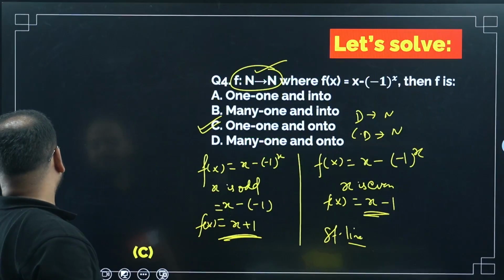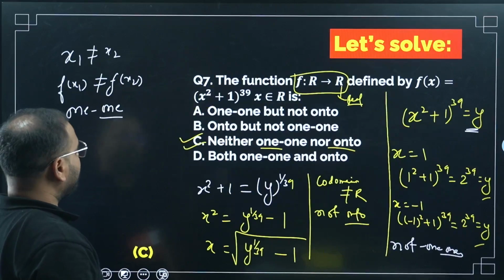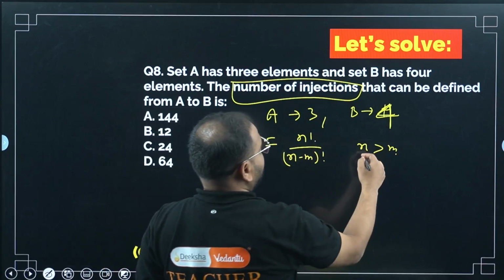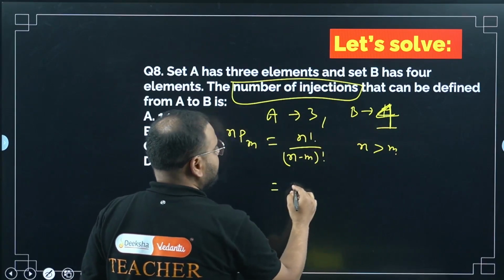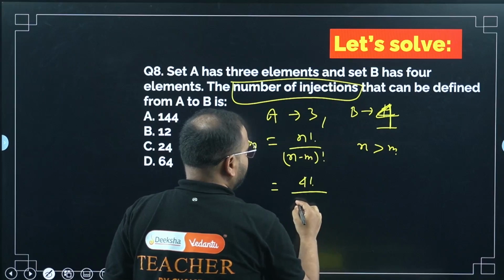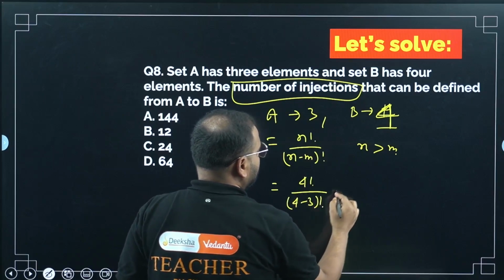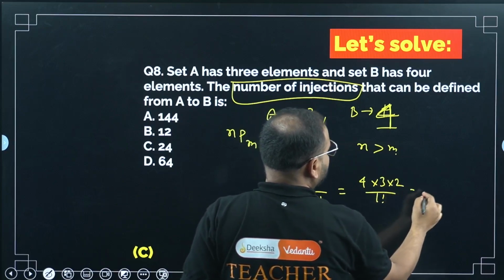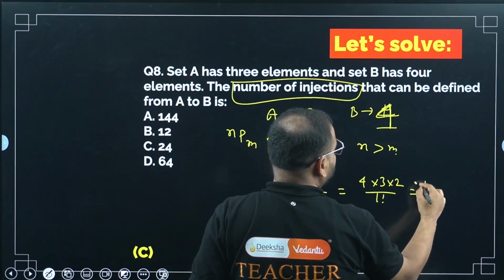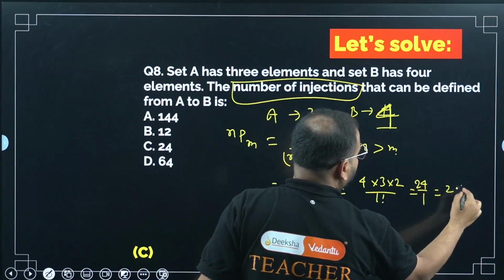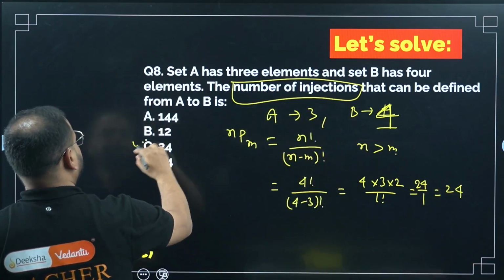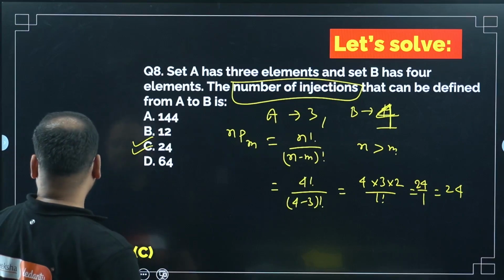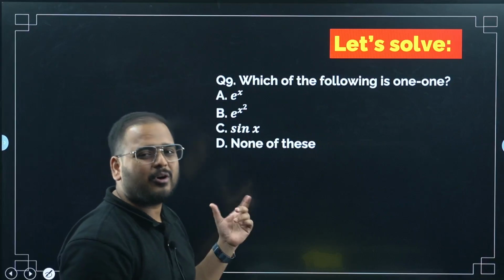Let's go back to our slide. So let's use it. n is 4, m is 3. So this will be 4 factorial upon 4 minus 3 factorial. 4 factorial is 4 into 3 into 2, and this is going to be 1 factorial, which is nothing but 1. So 4 threes are 12, and 2, so 24 by 1, answer is 24. Option C. Easy question. I said the questions can come on this type, number of functions.